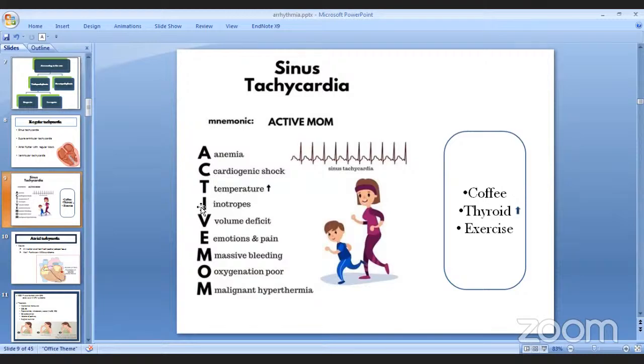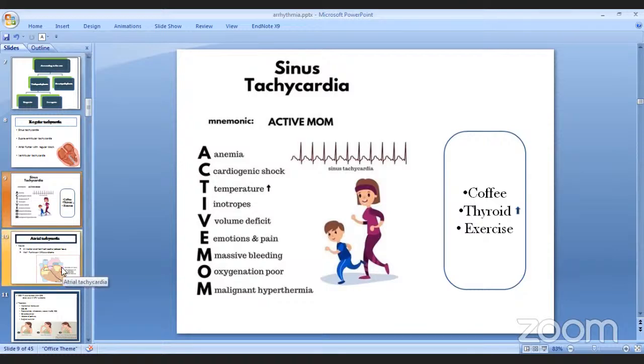Inotropes increase contractility and cause tachycardia. Volume deficit, and obviously hypotension, also cause tachycardia. Emotions and pain cause it through sympathetic stimulation. Massive bleeding causes a volume deficit and tachycardia, or sympathetic stimulation. Hypoxia and malignant hypothermia also cause it. So these are the causes of sinus tachycardia.